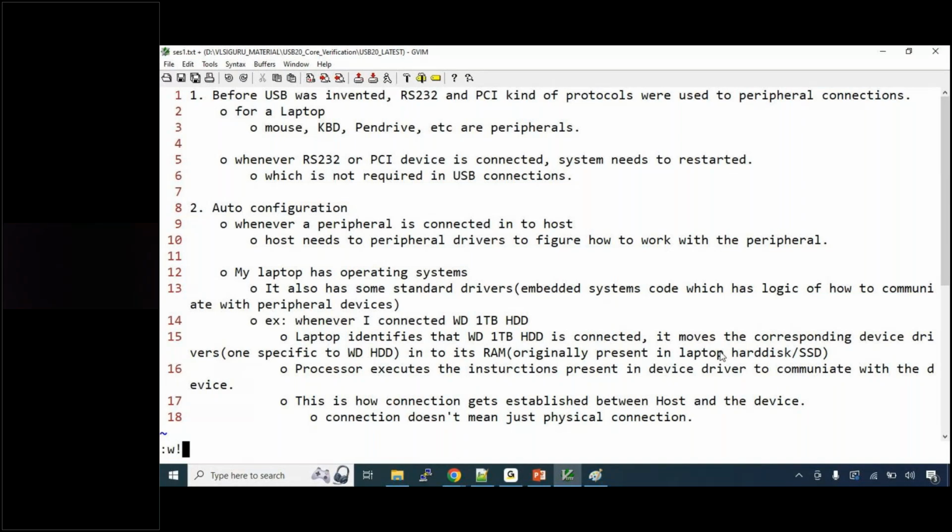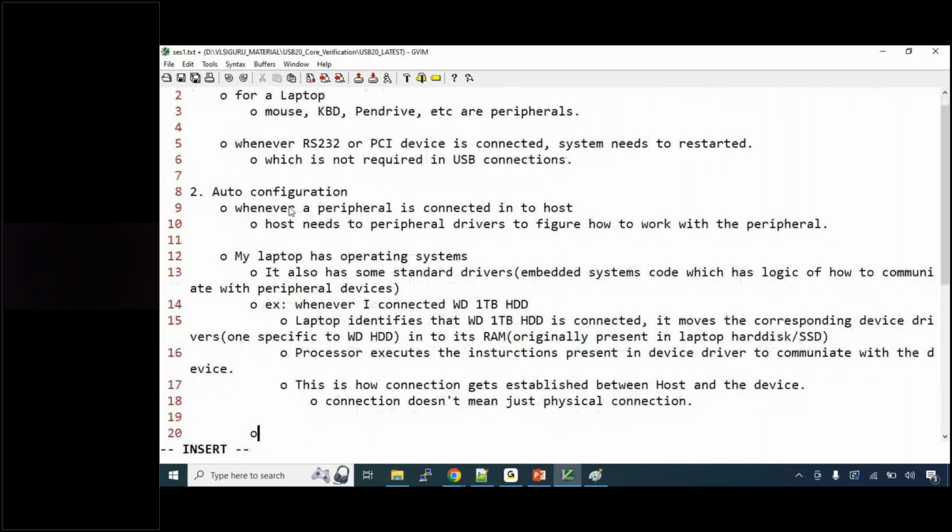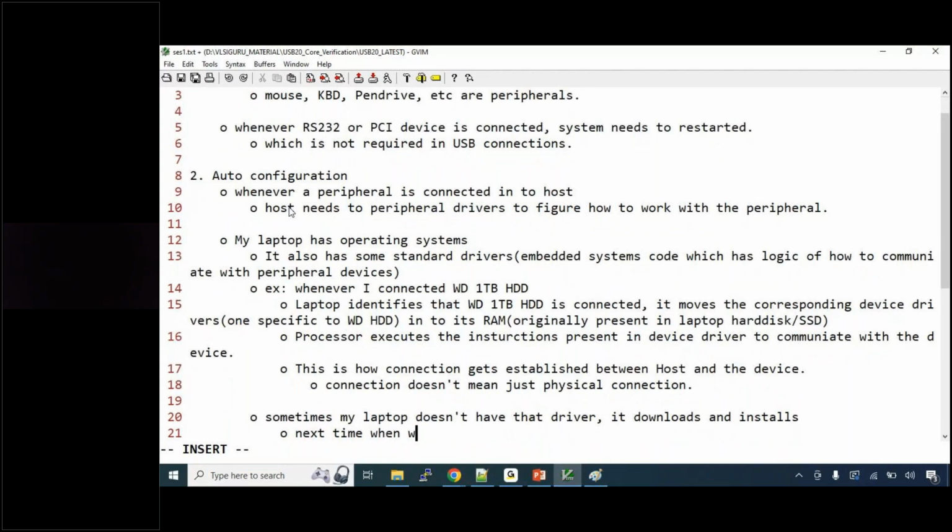Now you may ask, what is meant by auto configuration here? See, auto configuration means my laptop identifies the device automatically. Sometimes my laptop doesn't have the driver. It downloads and installs it automatically. And later, next time when we connect, it uses that previously installed driver.